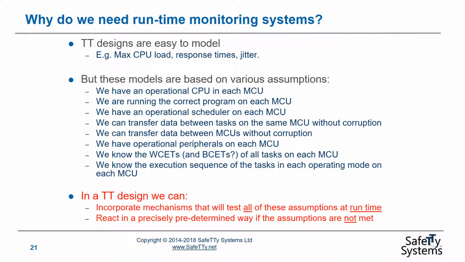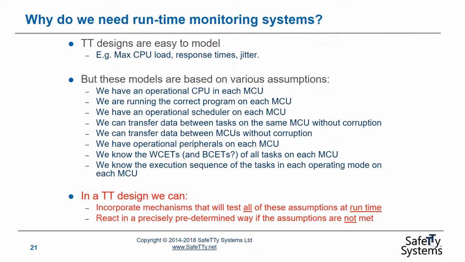So I'm assuming we have an operational CPU in each microcontroller. We're running the correct program on each microcontroller. We have an operational scheduler on each microcontroller. We can transfer data between tasks on the same microcontroller without corruption. We can transfer data between microcontrollers without corruption if we have more than one microcontroller in the design. We have operational peripherals on each microcontroller. We know at least the worst case execution time and possibly the best case execution time of all tasks on each microcontroller. And we know the execution sequence of the tasks in each operating mode on each microcontroller.